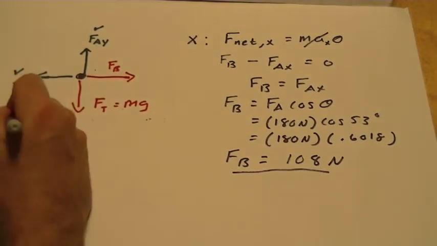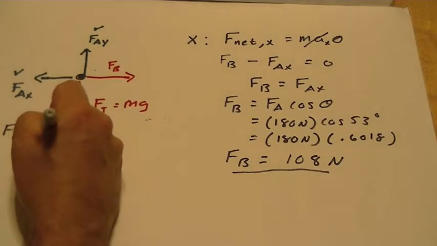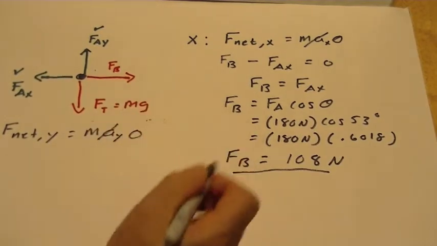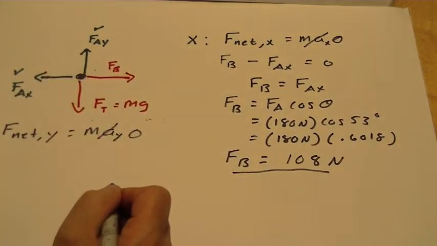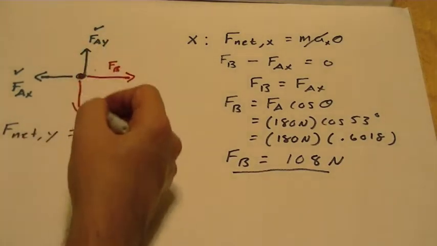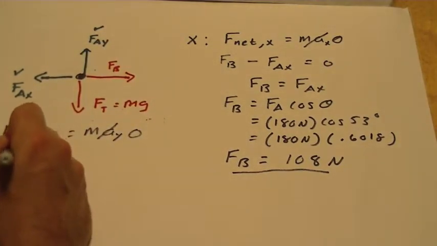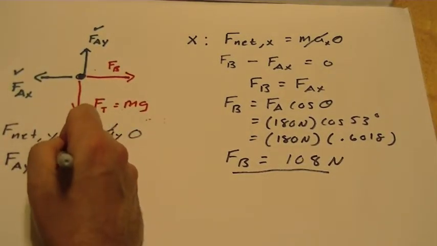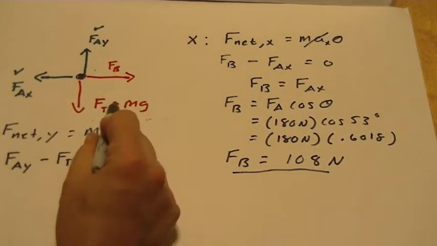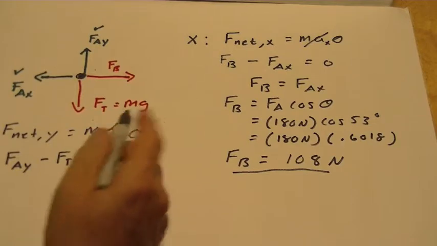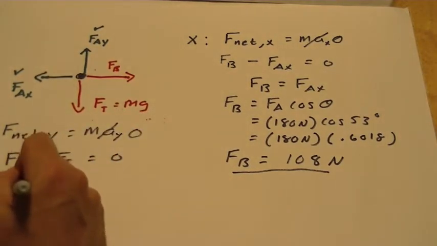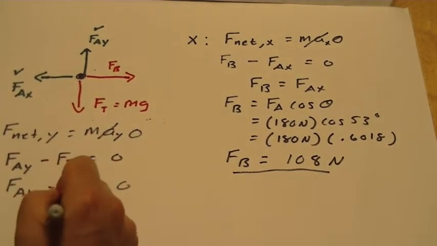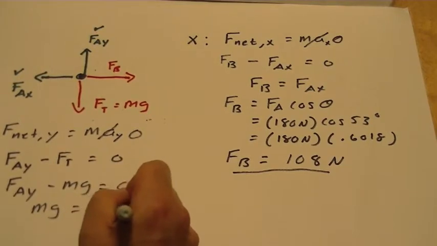In the y direction, again, I have the net force in the y direction is equal to the mass times acceleration in the y direction. But again, that is 0 because nothing is moving in this problem. There is no acceleration. So I'll then just add my forces. I have Fay, which is a positive force, now minus Ft equal to 0. And I will now make the substitution that I know this tension is actually mass times gravity. So I get Fay minus mg equals 0, or mg will be equal to Fay.